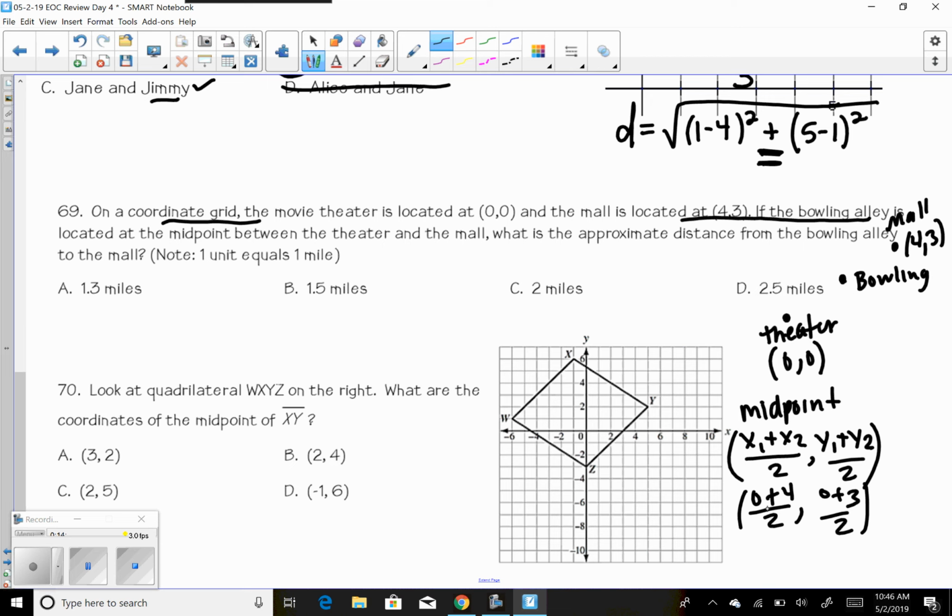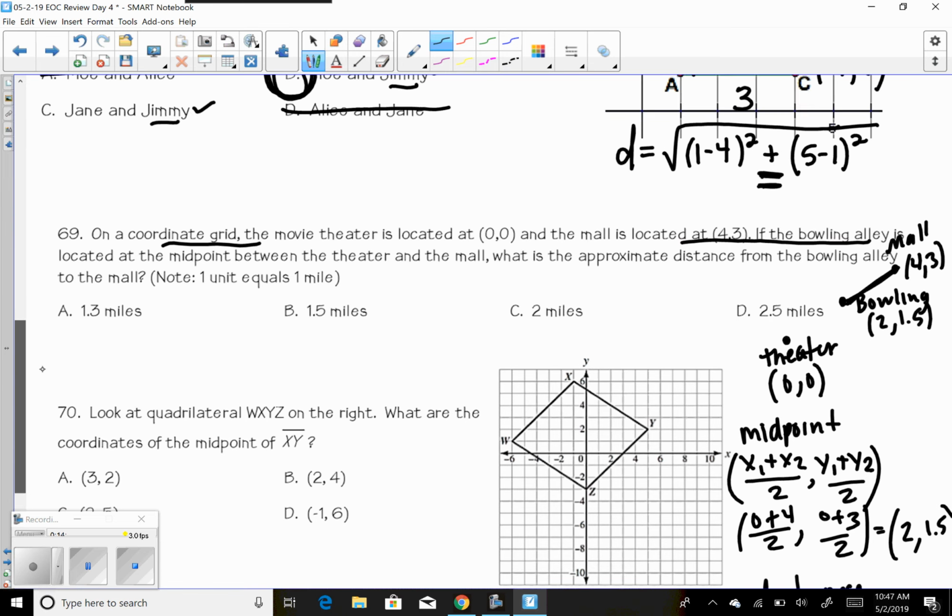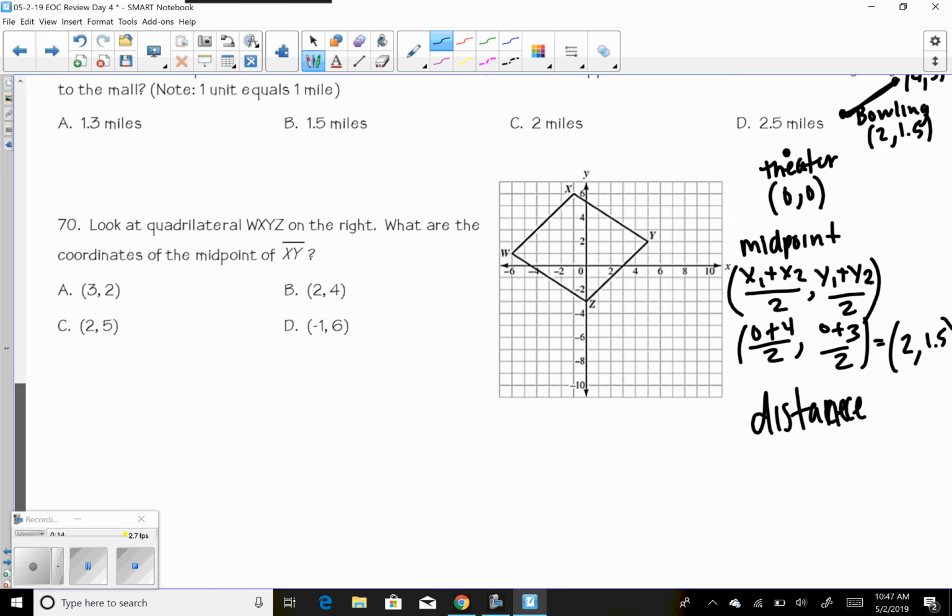0 plus 4 is 4. 4 divided by 2 is 2. And then 0 plus 3 is 3. 3 divided by 2 is 1.5. So the bowling alley is at 2, 1.5. So I want to know the distance from here to here. Next, I'm just going to need to scroll down. Now I need to find the distance. I want the distance, it says, from the bowling alley to the mall. So the distance from 2, 1.5 over to 4, 3.